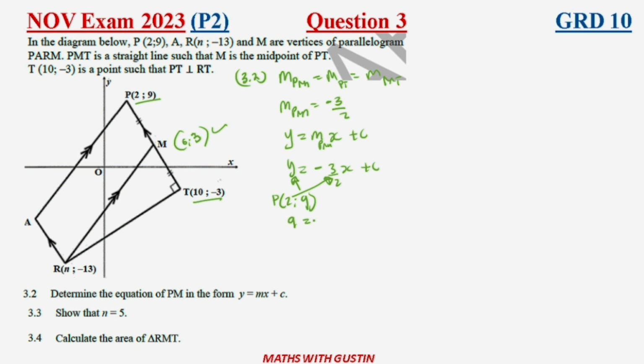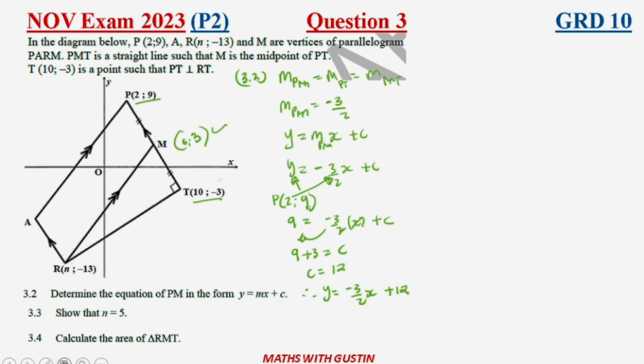So it's going to be 9 is equal to -3/2 times x, where x is equal to 2 in this case, plus c. So the 2 will cancel out. Then we take the 3 to the other side, so it's going to be 9 plus 3, which is equal to c. c is equal to 12. Therefore our equation in this case will be y is equal to -3/2 x plus 12. There you go. Great stuff.